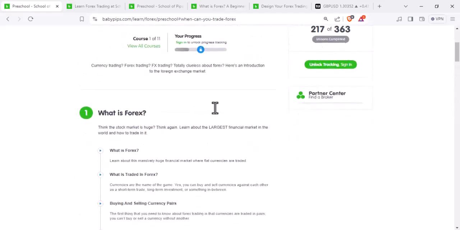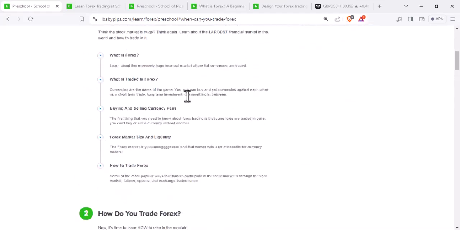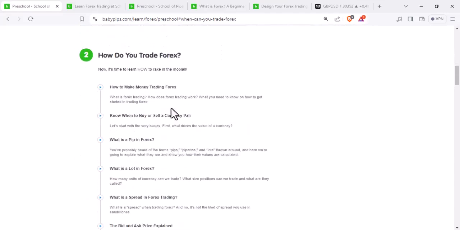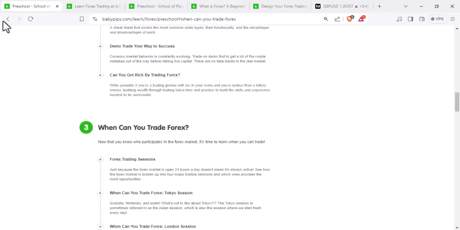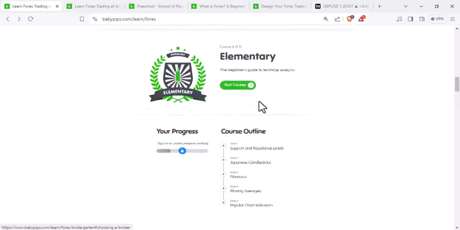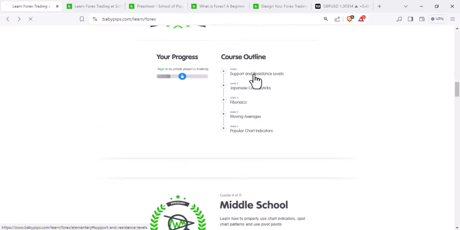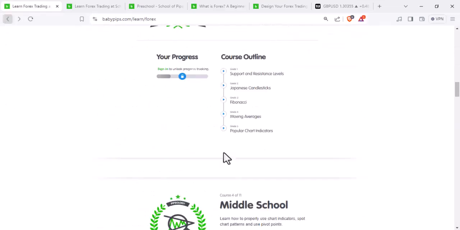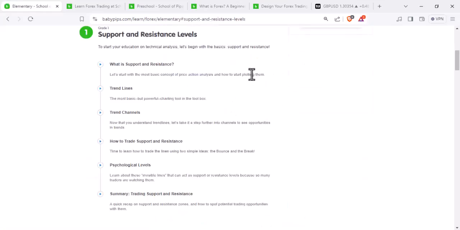So let's say, for instance, what is forex? Look at all the subtopics underneath. Okay, how do you trade forex? Look at all the subtopics underneath it. Okay, let me take you down to elementary, where it talks about technical analysis, because support and resistance is technical analysis. If you go back again, you see support and resistance level, Japanese candlesticks, Fibonacci, moving averages, popular chart indicators, and you go in.